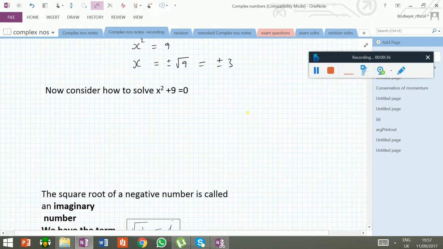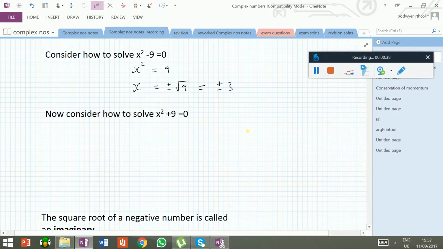Now consider if we want to solve this one, so we've got a plus in that position. Again, we're going to say x squared is equal to, moving the 9 across, minus 9. And then you say x is equal to plus or minus the square root of minus 9. Now, we haven't really come across the square root of a negative number before, and we need to have some mechanism to deal with it.